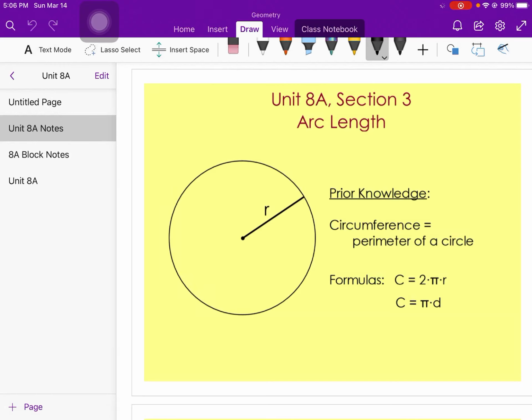Hey guys, welcome to Unit 8A, Section 3. We are talking about arc length today.